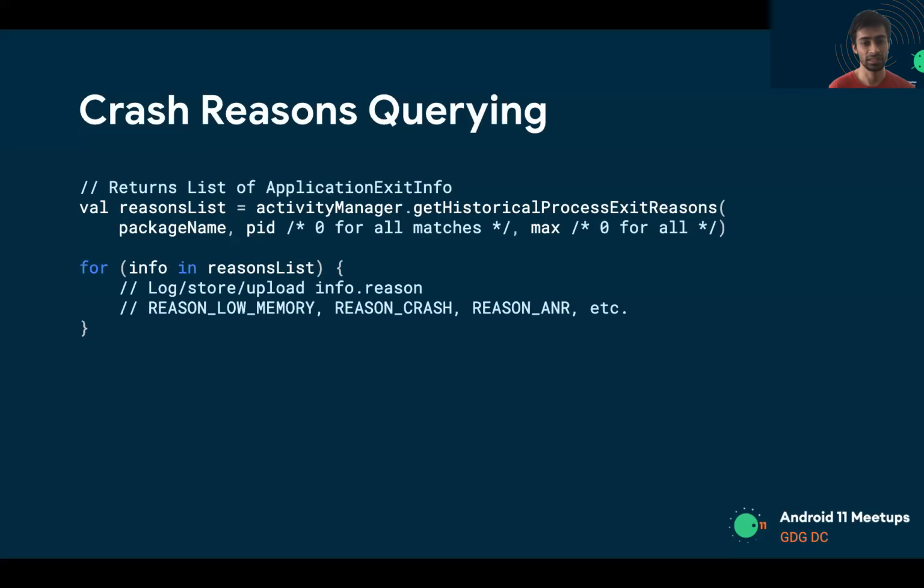Essentially, you'll use the activity manager and query the reasons for why the application exited. It'll give you a list of possible reasons, whether it was low memory, ANR, or whatever. One of the things to notice is that as a developer, a lot of the times we use SDKs that would handle crash reporting for us. Typically, this API would be consumed by the SDK itself rather than you as a developer having to implement it yourself. But the option is there if you wanted to implement that for yourself.